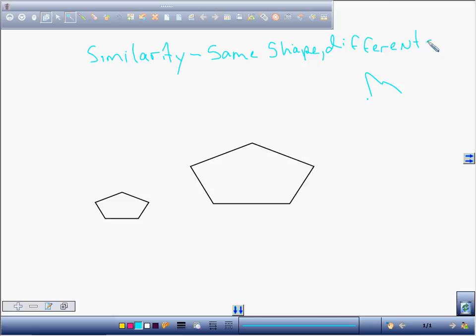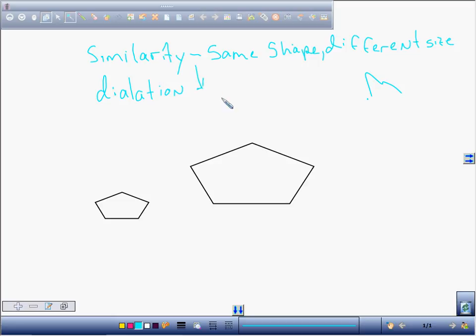Different size. And when you blow something up, when you make it bigger or smaller, that's called a dilation. Okay? So when you make something bigger, you dilate it, right? When you make something smaller, you're also dilating. So say I multiplied everything by 2, that would be called the dilation of scale factor 2. We'll talk more about that in a minute.